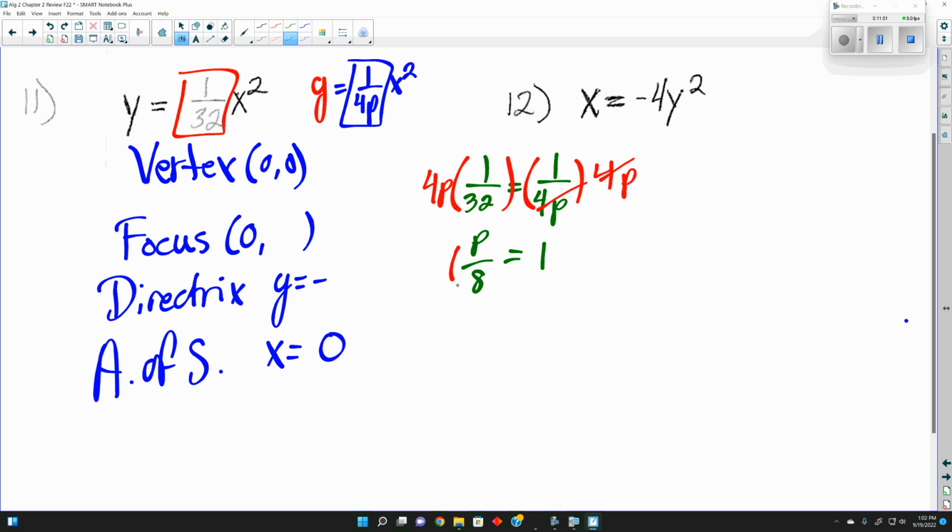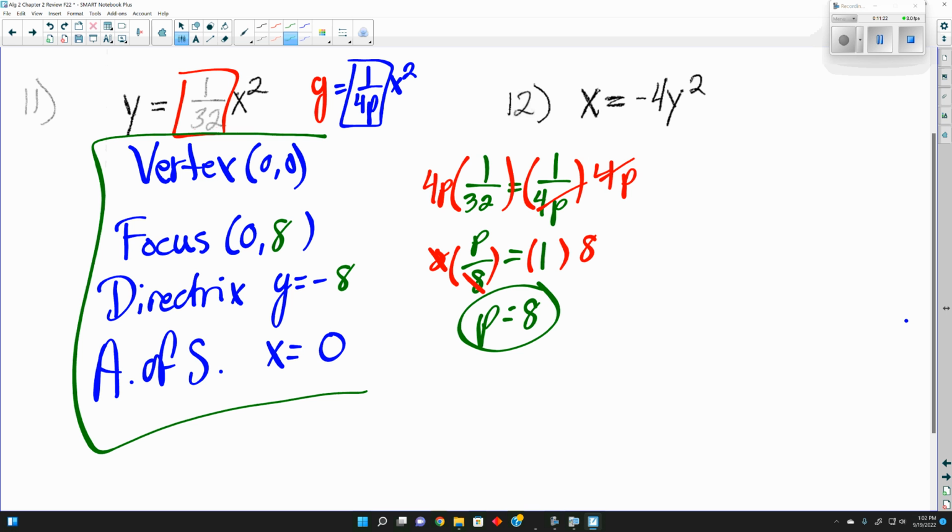Now what can we do next? We can multiply both sides by 8 because these would cancel, telling us p is equal to 8. Now the focus is 0, comma p, so it's 0, comma 8. The directrix y is equal to negative p, so y is equal to negative 8. And that's it. But really, even without getting into the correct form, we should get most of it just from matching it up correctly.